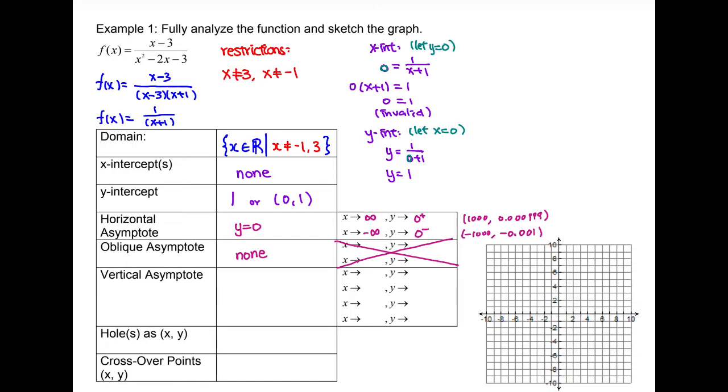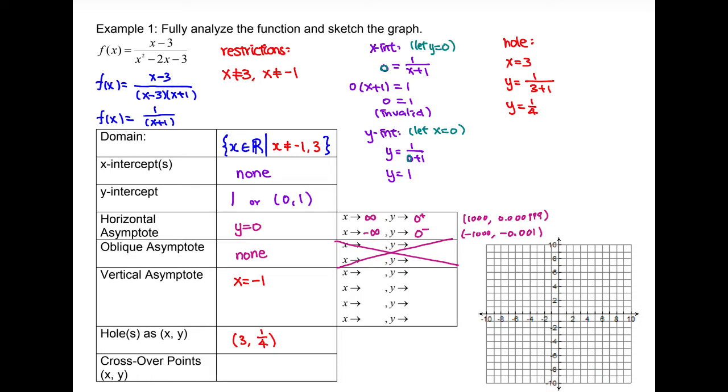Fourth, let's find the vertical asymptote and holes. So we know there are two restrictions. However, in the simplified rational function, we only see one factor in the denominator now. Therefore, the vertical asymptote will be the one that remains in the denominator, which is x equals negative 1. Then x equals 3 becomes the location of the hole. But we also need to find the y value of the hole, so we substitute x equals 3 into the simplified rational function to get the y value of 1 over 4. Therefore, the location of the hole is at (3, 1/4).